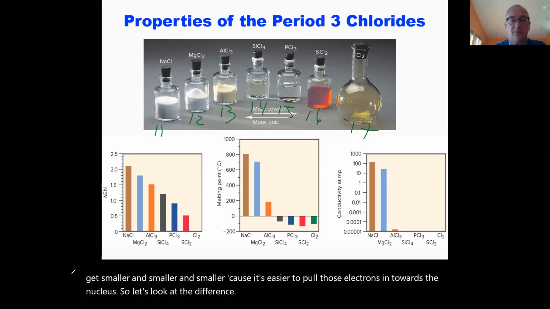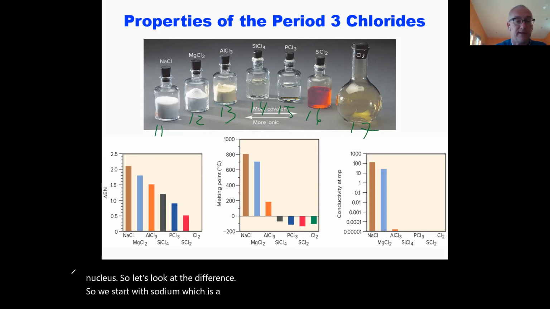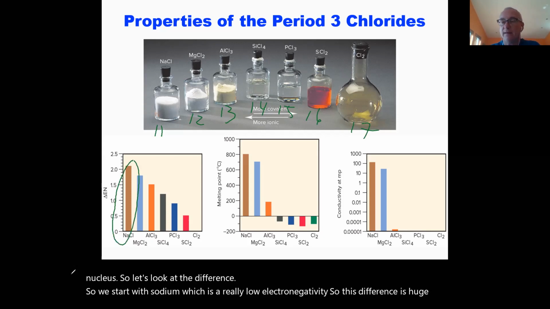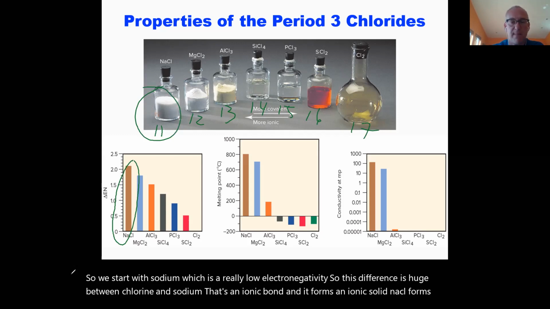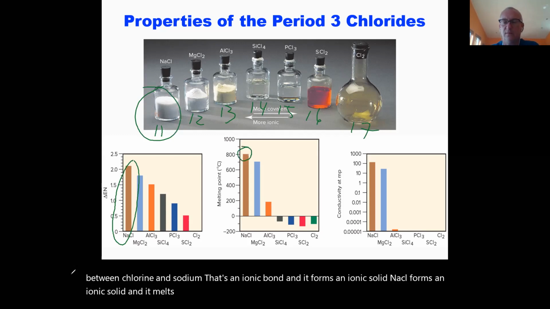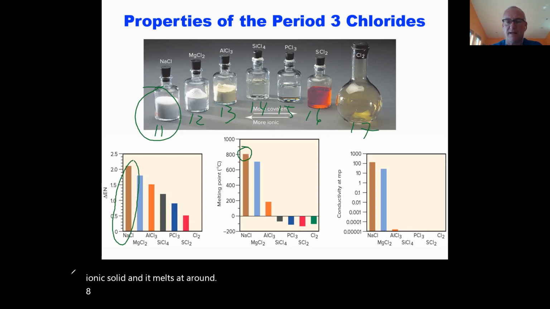So let's look at the difference. We start with sodium, which has a really low electronegativity. So this difference is huge between chlorine and sodium. That's an ionic bond, and it forms an ionic solid. NaCl forms an ionic solid, it melts at around 800 degrees, and it's very conductive when it melts. Makes sense because it's ionic.